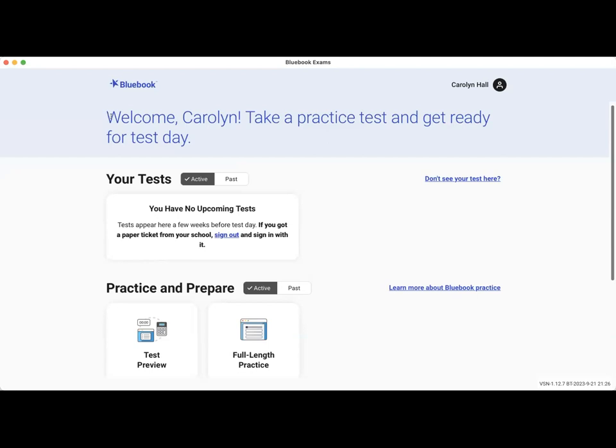I want to point out that everybody who is taking the PSAT this year would have already had this app. They pushed it out to you. You might need to see technology, the help desk in the library, if you don't see it on your computer.